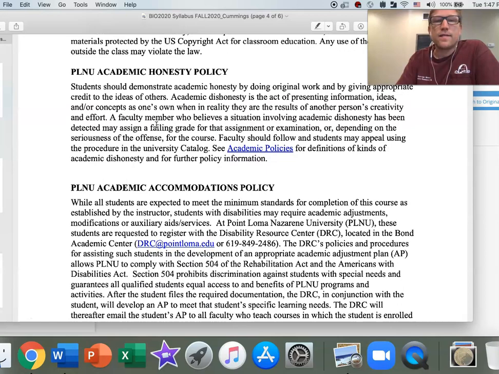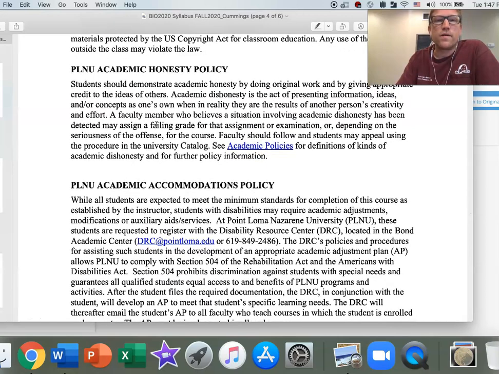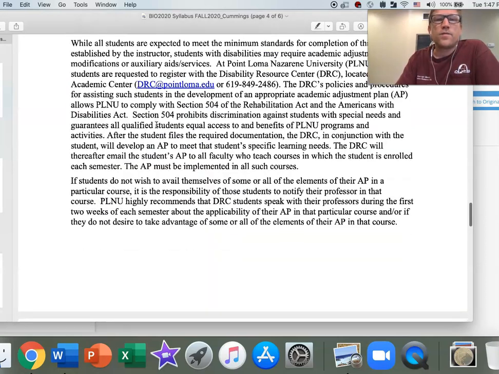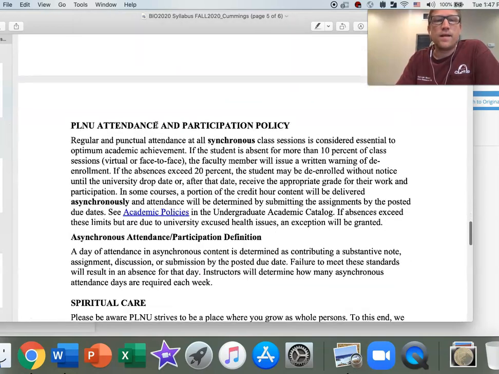Academic honesty, you've got to stay on top of that. No messing around with your integrity. Accommodations, talk to the DRC if you need any accommodations.